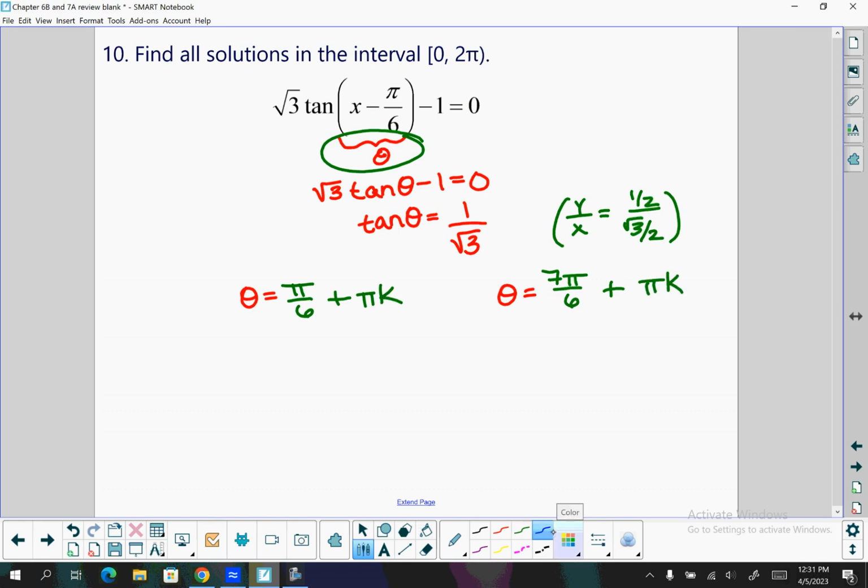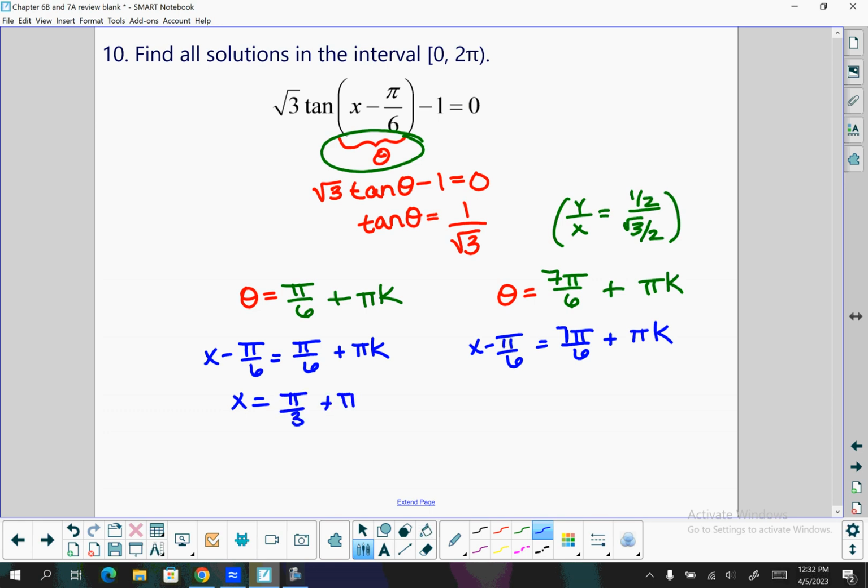All right, once I have theta solved for, we go back and replace my angle, x minus pi over 6. Pi over 6 plus pi k. X minus pi over 6 equals 7 pi over 6 plus pi k. And then to solve for both of these, I just need to add pi over 6 to get the x alone. And we're just adding together like terms. So you're just adding the pi over 6 and the pi over 6. What's pi over 6 plus pi over 6? 2 pi over 6, which reduces to pi over 3 plus pi k.